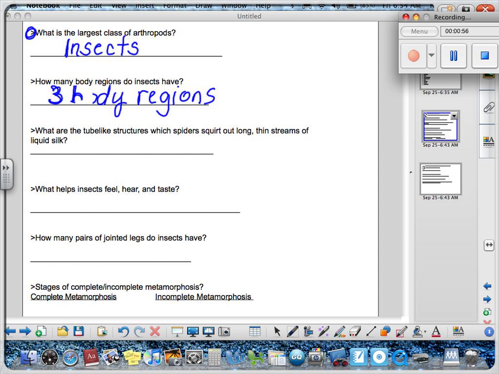I don't know why my pen is acting weird. Okay. What are the tube-like structures with which spiders squirt out long, thin streams of liquid silk? And we went over that before. Those are called spinnerets. Okay. What helps insects feel, hear, and taste? That is the antenna.